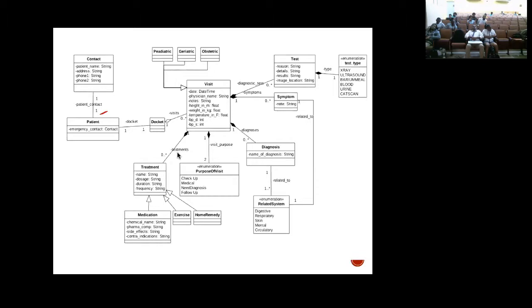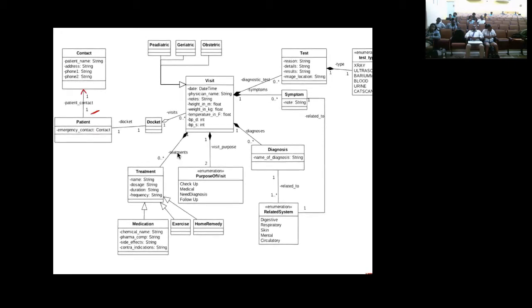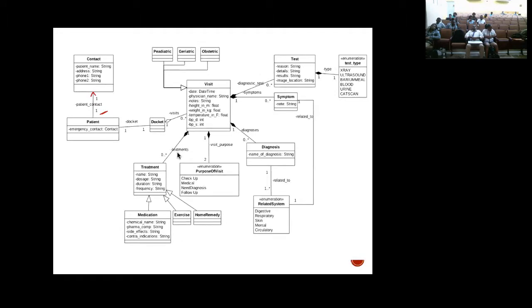What about the relationship between patient and docket? One patient. Same type of thing. Now you can clarify which direction you want. If you wanted to add navigability, you could. So I could also put in an arrow like that that says patient has patient contact. And I can also do this to talk about the nature of the association, the nature of the composition.